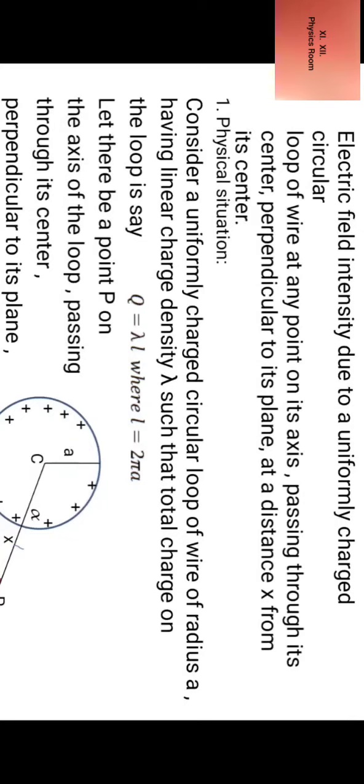Continuing with the topic electric field, today we take up another article: electric field intensity due to a uniformly charged circular loop of wire at any point on its axis, passing through its center, perpendicular to its plane, at a distance x from its center. So you mark, so many technical points are there.